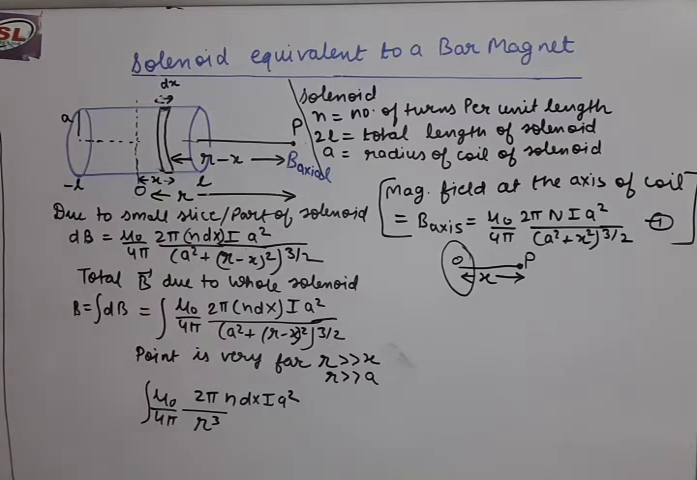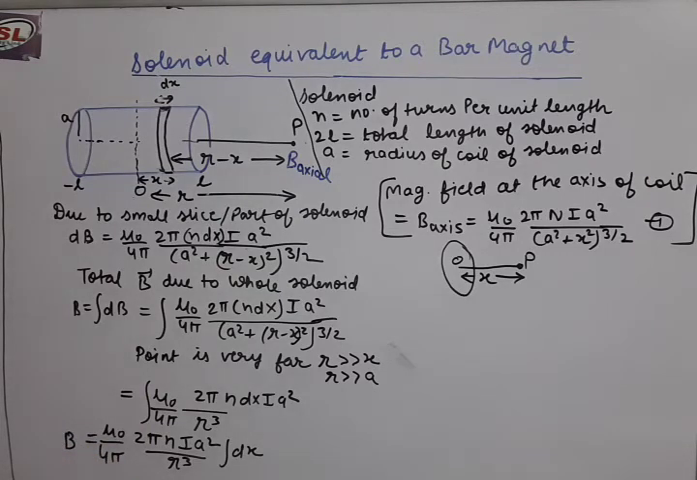But what do we need to do to solve the integration? Integration is taking place with respect to x, but here no other term is x. So all the terms will be taken out of the integration except this dx. So in the next step, mu 0 upon 4 pi, 2 pi n I a square r cube, all are inside the integration symbol.